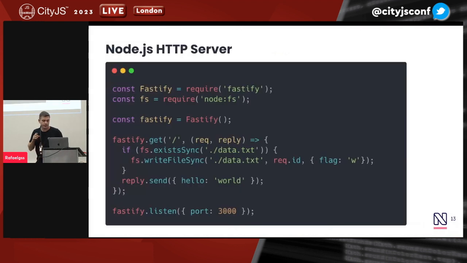So let's imagine an HTTP server, a Fastify one. If you don't use Fastify, please do. Basically, for every request that I receive, I check if I have a data.txt, and if I have, I overwrite the data with my latest request ID. This is just to simulate a synchronous operation.